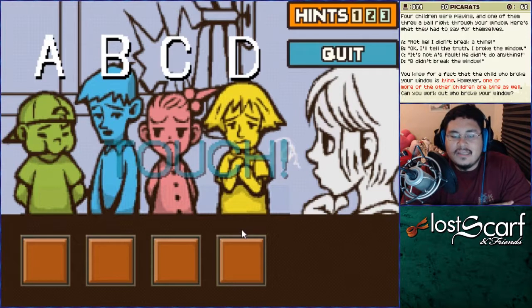You know for a fact that the child who broke your window is lying. However, one or more of the other children are lying as well. Can you work out who broke your window? So they could all be lying.